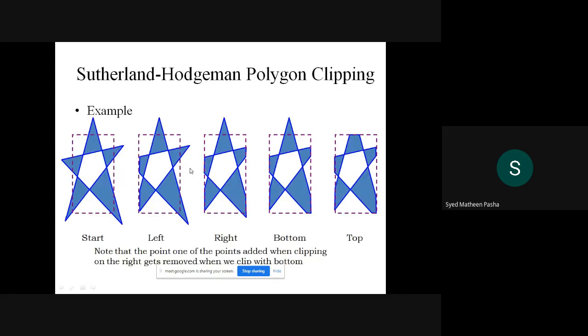Then these are some examples where this is the original object, this is the left part of the object which is clipped, right part, top part, bottom part. There is one note given here. Look into that note. Note that one of the points added when clipping on the right gets removed when we clip with the bottom. Check here. If you want to perform the bottom part, it should be clipped here, right?